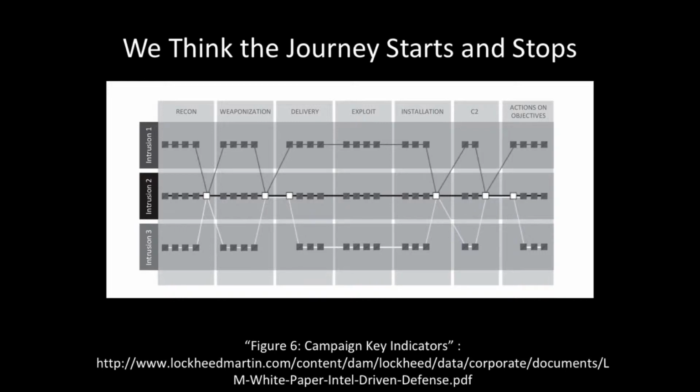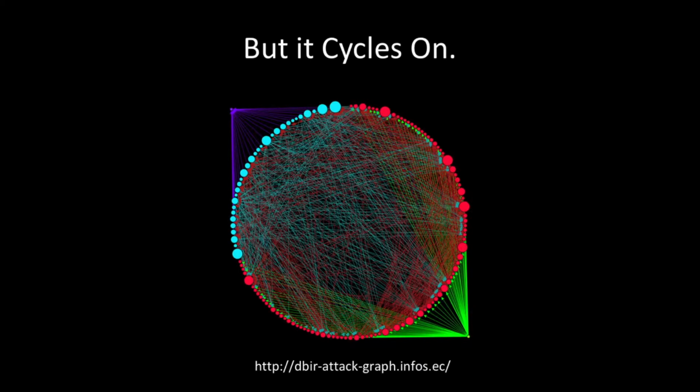However, we still kind of look at the path as if it's got a discrete start and a discrete end. So the breach starts at some point and it stops at some point, and that's no longer really the case. In reality, breaches cycle. This is a picture of the 2015 DBIR, visualized as an attack graph. So attacks start at the green dot in the lower right. They move through attacker actions, which are the red dots. They move on to the compromised attributes, which are the light blue dots. And finally, they end at the purple dot in the upper left.